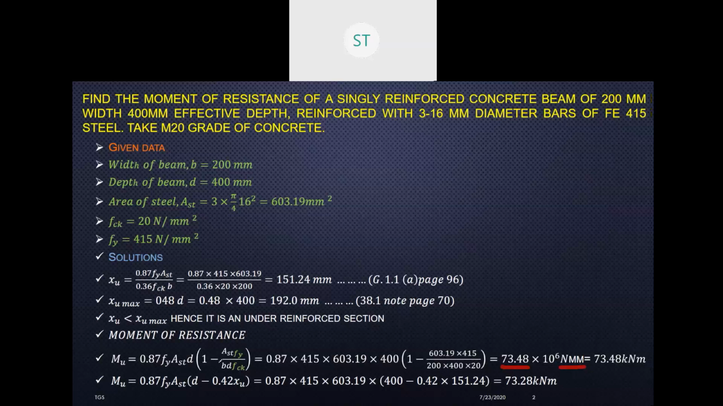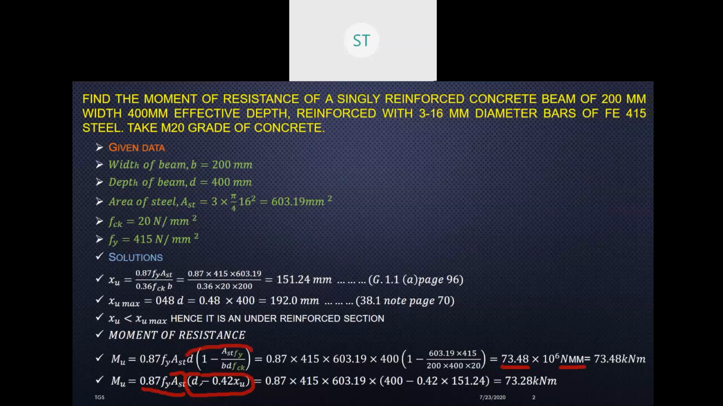And there's another equation. Instead of this equation, we can use this, the lever arm, d minus 0.42 xu. This is the lever arm depth. So stress in steel into area of steel. Stress in steel is 0.87 Fy into area of steel into distance, that is the lever arm. So we get the moment. The same equation, this term is used as d into 1 minus 0.42 xu.